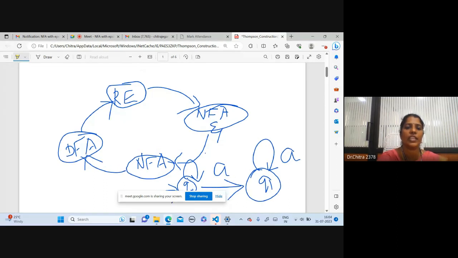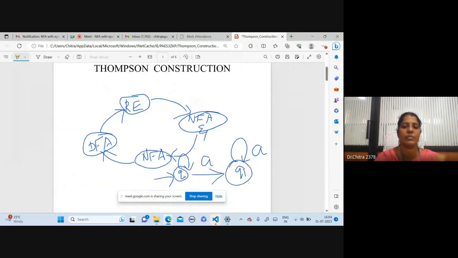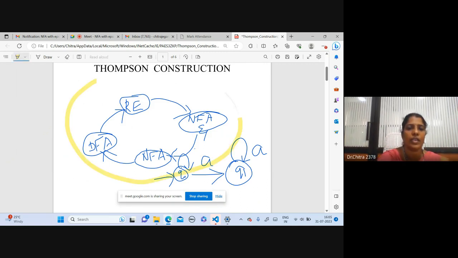All the regular expressions can be converted to NFA with epsilon transition. Similarly, all the NFA with epsilon transition can be converted into NFA without epsilon transition. In a similar way, all the NFA without epsilon transition can be converted into DFA. Then DFA is converted into regular expression. So remember that there is a relationship between the NFA and regular expression, DFA and regular expression, DFA and NFA. All these things are interconnected.